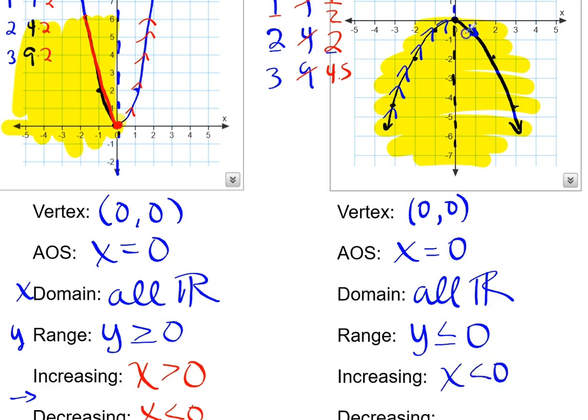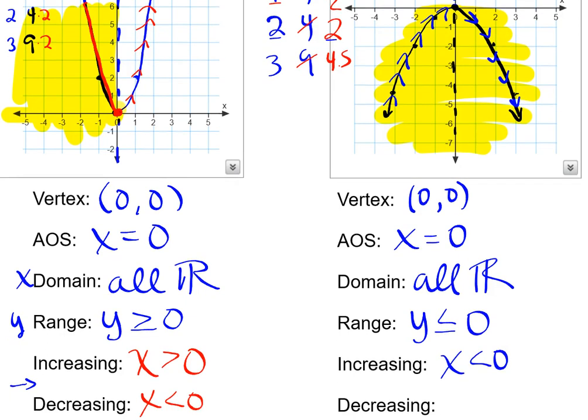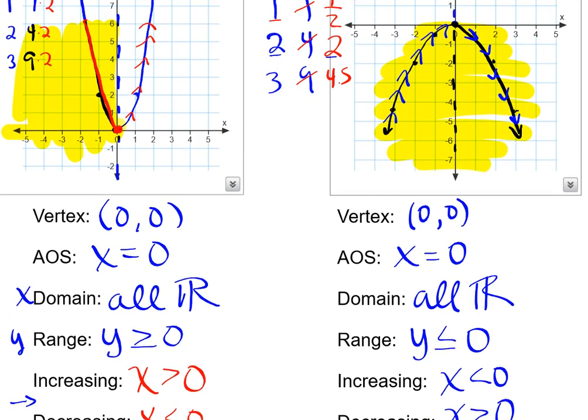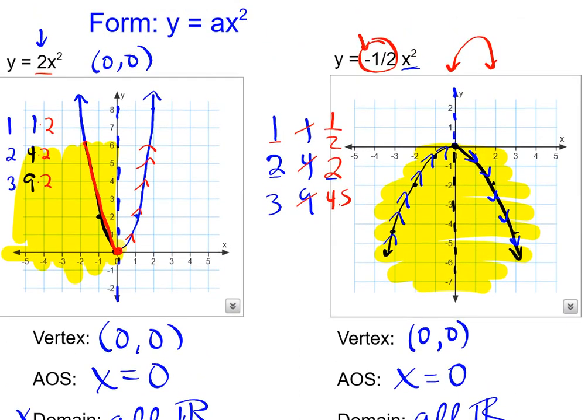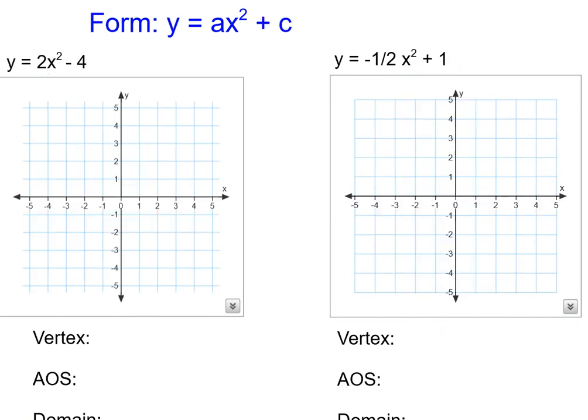Then we're decreasing on this half of the graph, and that's where x is positive, so x is greater than 0. So this is our graph when we're in the form y equals ax squared. We see that the vertex is always at 0, 0, and that the axis of symmetry is always at x equals 0. In the form that we learned next, we have ax squared plus c.